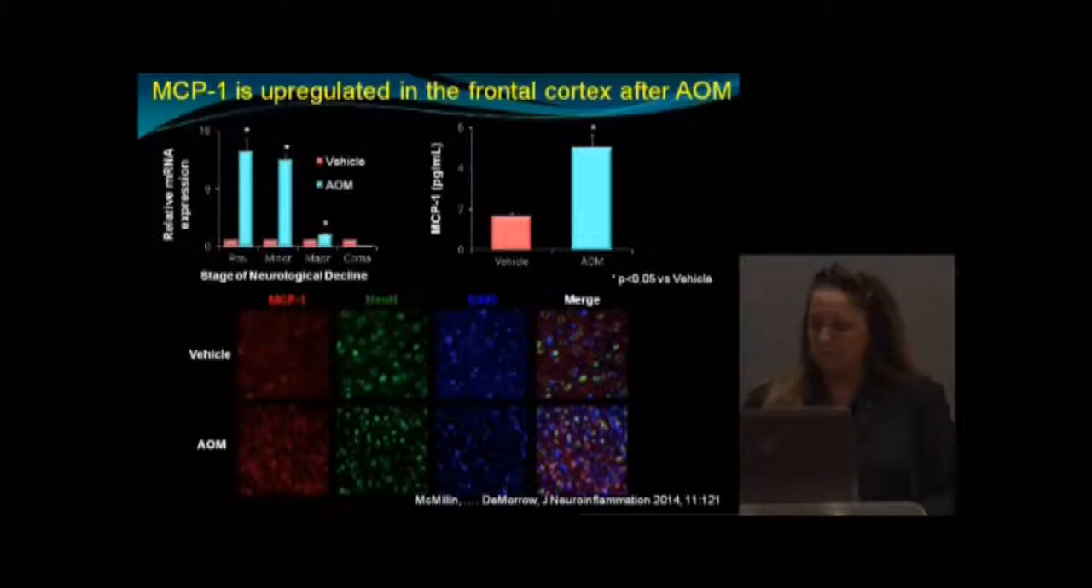This is by real-time PCR. Then if we just take the minor time point, we assessed MCP1 protein expression by EIA, and you can see that it's also upregulated there. Now, in the brain, there's a number of different cell types that can produce MCP1, but in our hands, the MCP1 immunoreactivity co-localizes quite strongly with the neuronal marker NeuN, suggesting a neuronal origin for MCP1.